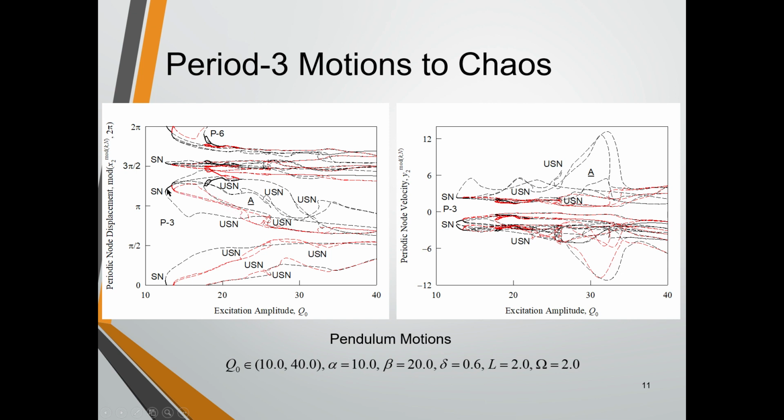The symmetric period 3 motion will go stable, unstable, switching from stable to unstable a couple of times as the excitation amplitude increases, and the unstable motions encounter unstable saddle node bifurcations where they are associated with jumping phenomena, and we'll zoom in and show you later on.